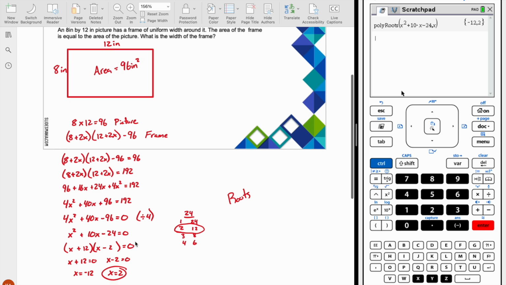In this case, our answer would be 2, because remember, if we are looking for the width of a frame, you cannot have a negative number. So be very careful with the answers that you select. In this case, 2 inches would be the width of the frame.